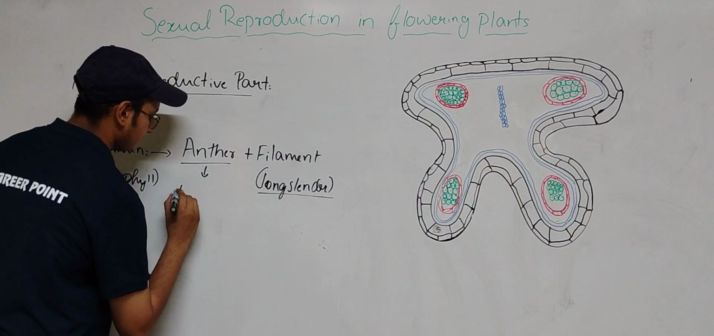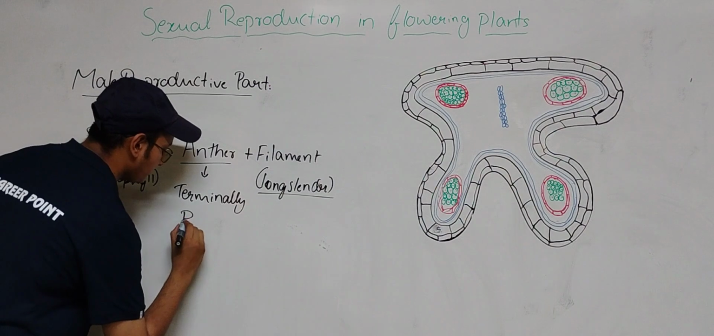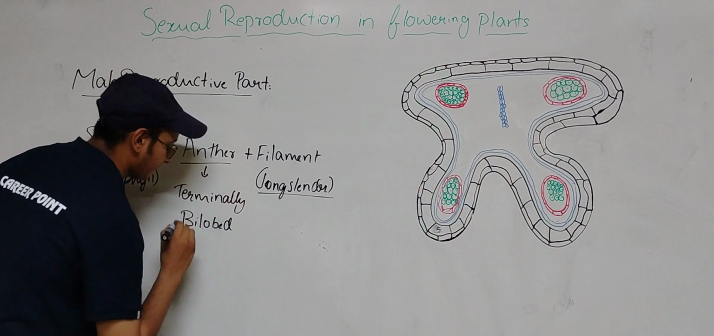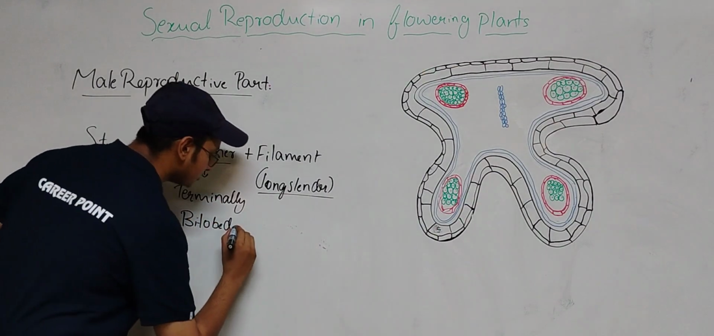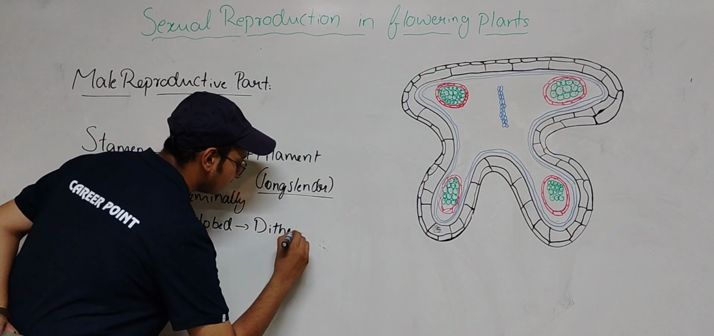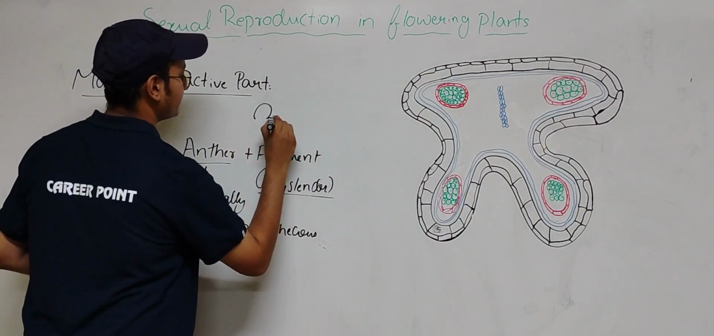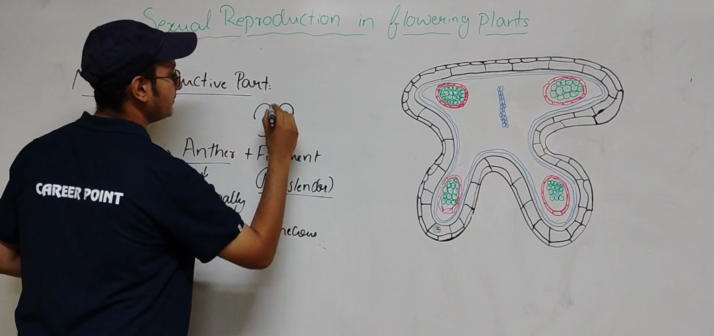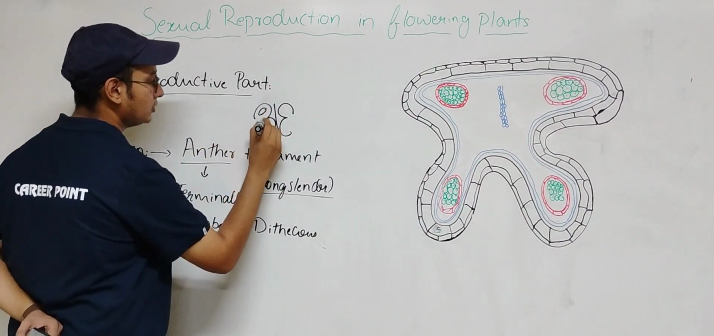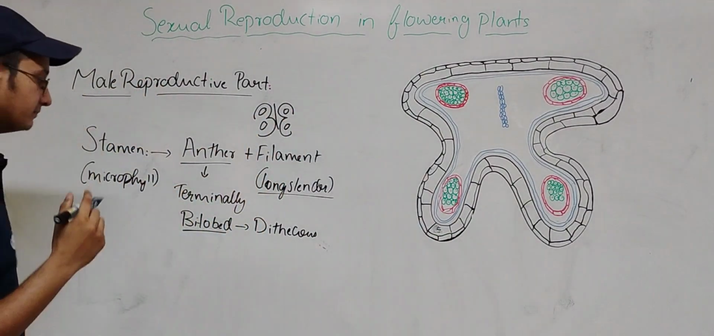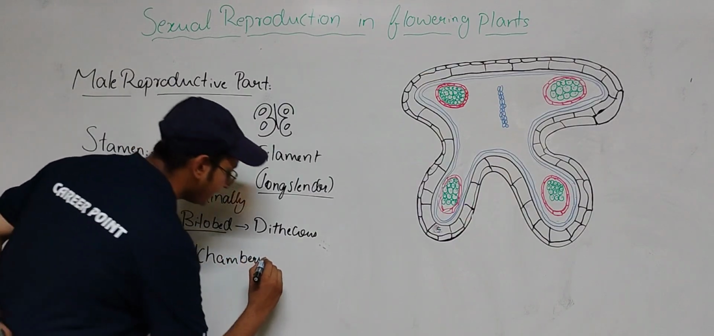So, anther is present terminally and it has two lobes. Bilobed anther is present. And each lobe has two chambers. That's the reason why it is known as dithecous. So, these are bilobed structures. It is connected by a connective tissue and these are dithecous. Each lobe has two chambers in it. 1, 2, 3, 4. Total how many chambers? 4 chambers, which are filled with microsporangia.